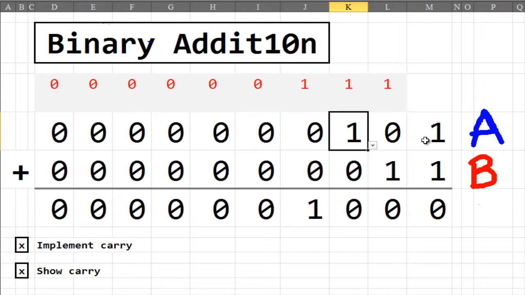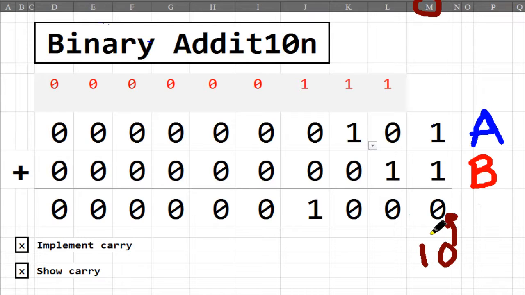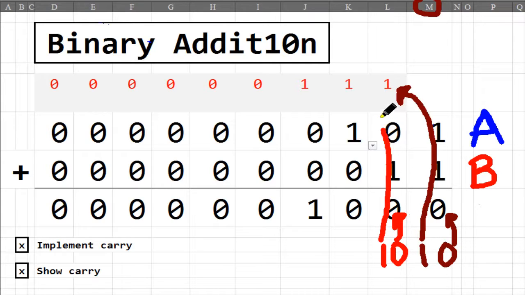Did I say 2? Let's add 3. Let's go 5 plus 3. And 1 and 1. Let's break this down. We'll start with column M. 1 and 1 is 2. You have 2 in binary. 0 gets here, and 1 carries over. We have 1 in the carry. Plus 0 is 1. Plus 1 is 2. So you have 2 in binary. 1, 0. 0 here. And 1 carries over.